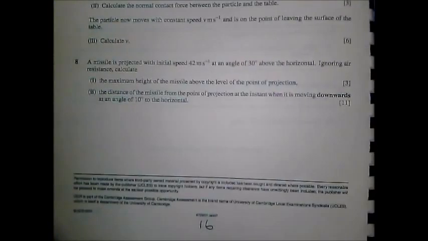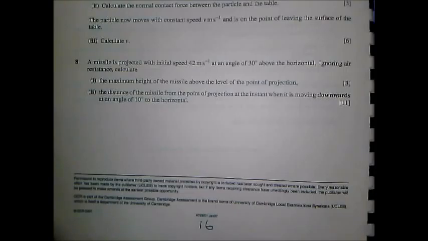Okay, a missile is projected with initial speed of 42 meters per second at an angle of 30 degrees above the horizontal. Ignoring air resistance, calculate the maximum height of the missile above the level of the point of projection.